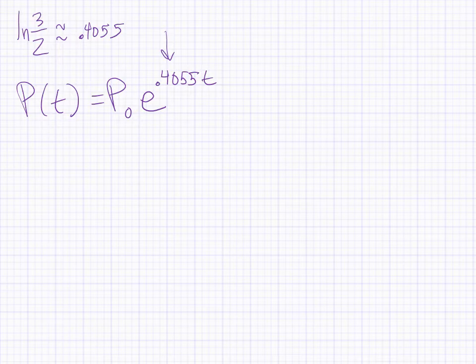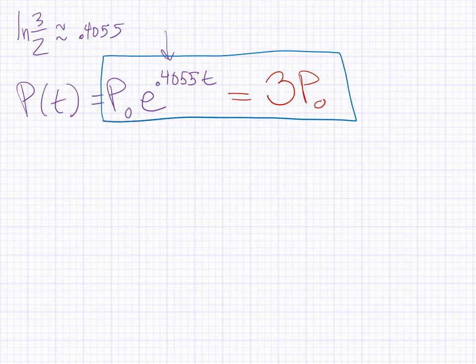All right, so now we want to know how long it is going to take for the amount of bacteria to triple. We have an initial amount of P sub 0. If it were to triple, it would be 3 times the initial amount. So we want to know when this will be equal to 3 times the initial amount. If we solve this equation for t, we could figure out how long it will take for that to happen.